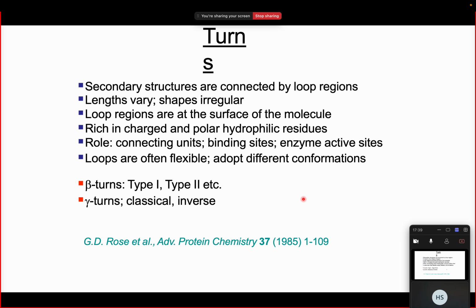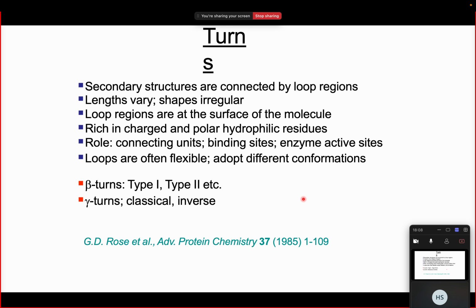Okay, so apart from alpha helix, beta strands or beta sheets, there are other secondary structures which make up the protein or incorporate the structure in the polypeptide chain to make it a functional protein, right? So turns are another type of secondary structure. Basically, they connect secondary structures through loop regions, correct? We'll see an example in the coming slide.